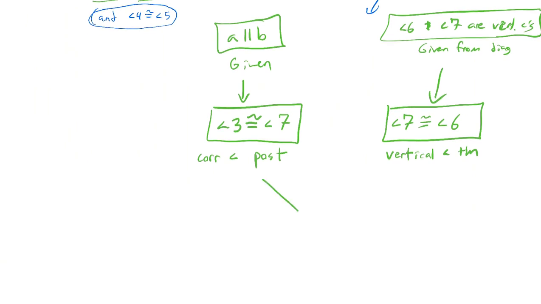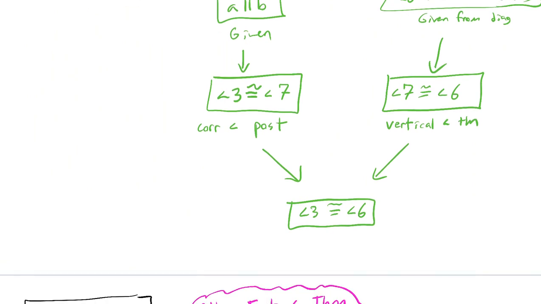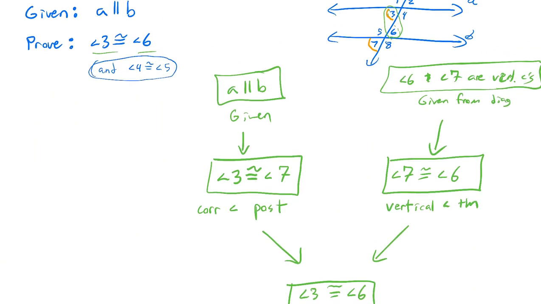And now that we have 3 and 7 are congruent and 7 and 6 are congruent, that means angle, well, let's do it in order here. Angle 3 is congruent to angle 6. What lets us do that? Cannot be substitution. There is no such thing as substitution with congruence, but they're both congruent to 7, so they're congruent to each other. That's the transitive property of congruence. Okay, so that's a nice little flowchart proof.